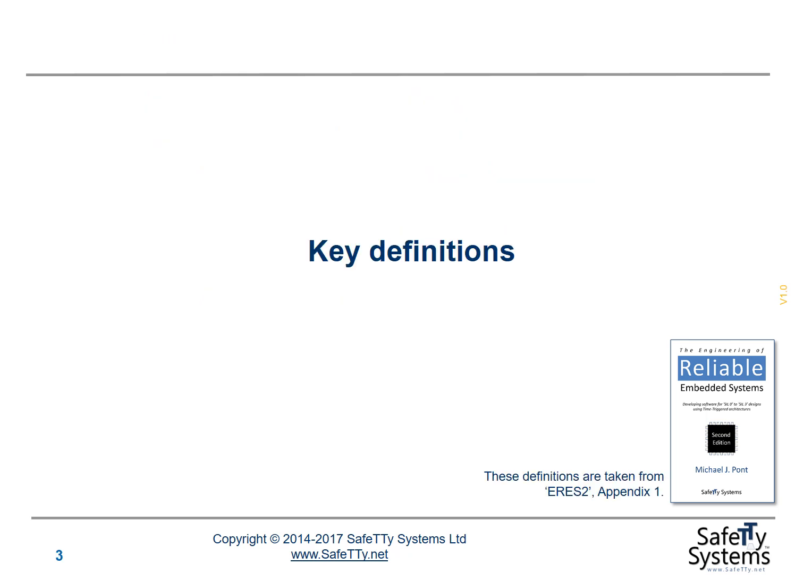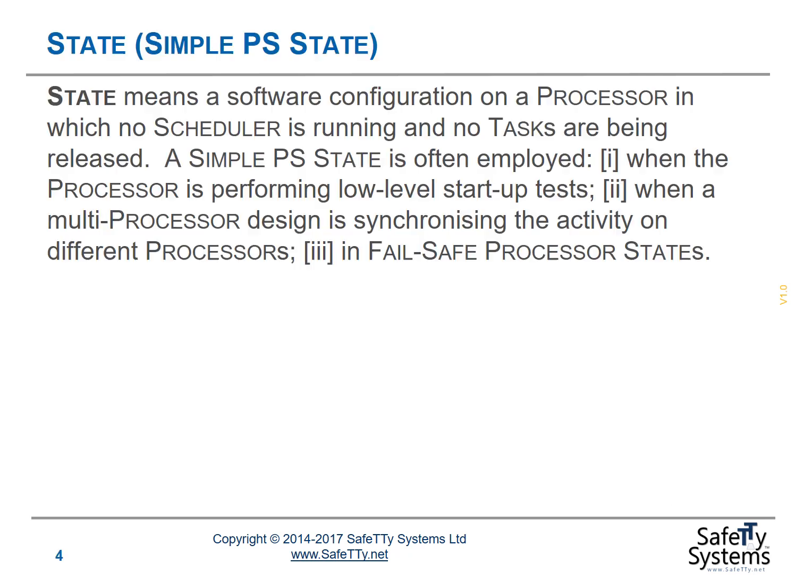So let's start with these key definitions. The definitions that I'm going to talk about here are taken from the ERES 2 book, Appendix 1. You may like to take a look at the definitions as they are presented on the video, go back, have a look at the book, then come back and continue with the video once you're clear about the various definitions that are used here.